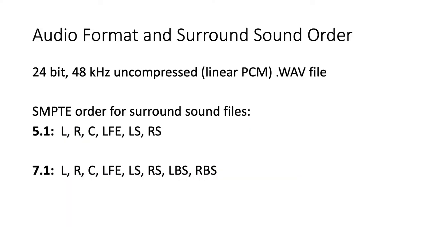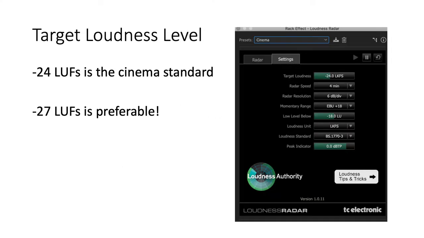Audio should be mixed down to an interleaved 24-bit 48 kHz wave file. Surround sound is the norm, usually 5.1 or 7.1, but DCP supports up to 16 channels. Surround audio must be exported in the SMPTE order. The target loudness level for cinema mixes is minus 24 LUFS, but I have found that mixing a bit quieter, around minus 27 LUFS, is preferable.